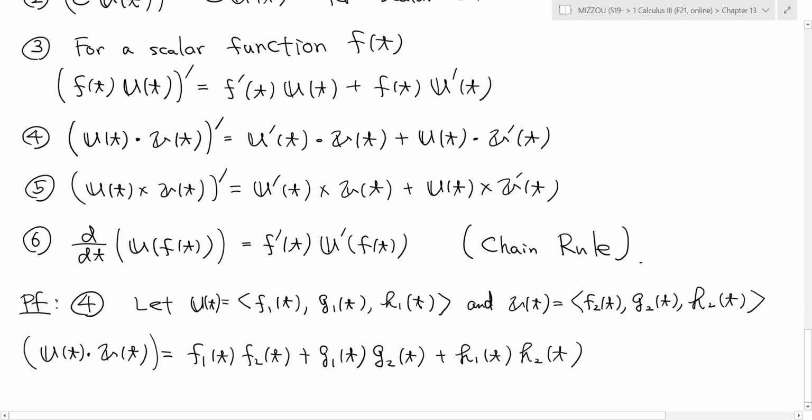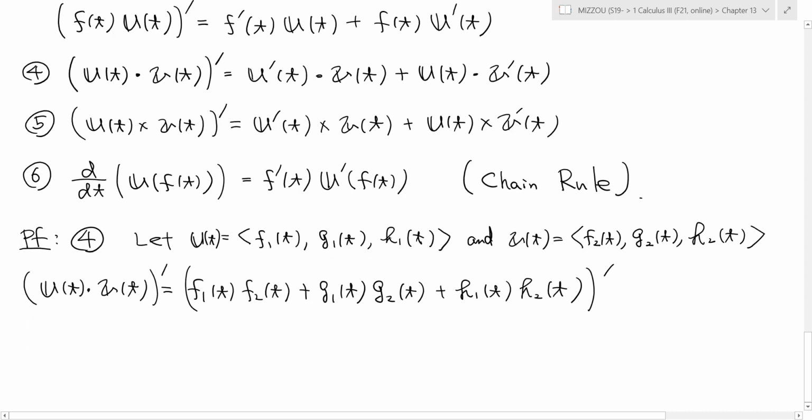And then you take the derivative. And then notice that this is just a regular function. It's a scalar function. It's not a vector function anymore. So when you compute the derivative, you can just compute in the way you do in calculus 1 or 2. So you just differentiate each of those. Okay, then what do you get? Well, you just apply the Leibniz rule for each of those, and then you get f1 prime of t times f2(t), plus f1(t) times f2 prime of t, and the same for g and h.